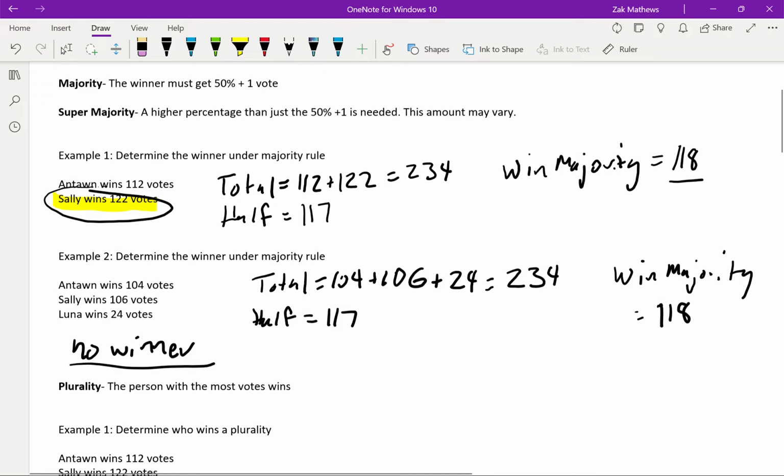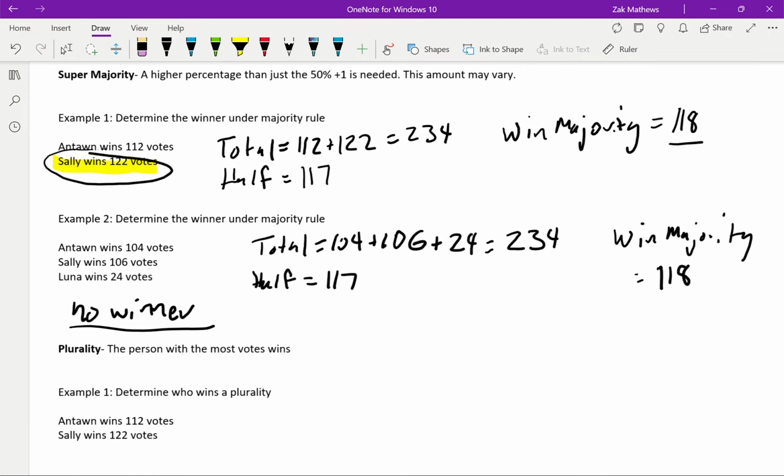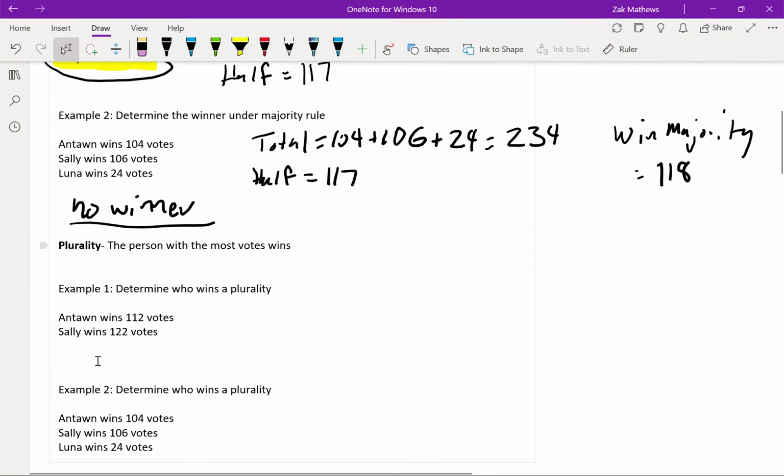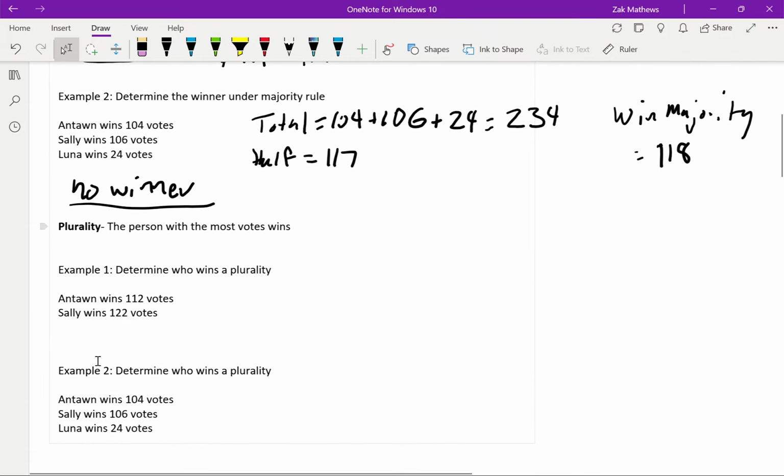The easiest of the other methods is a simple plurality. And under plurality, the winner is just the person with most votes. That's all there is to it. And so if we look back at those two earlier examples, the two ones we just did, in the first case, we said Sally wins because she cleared that 118 vote threshold she needed to win a majority. She still wins. She still has the most votes.